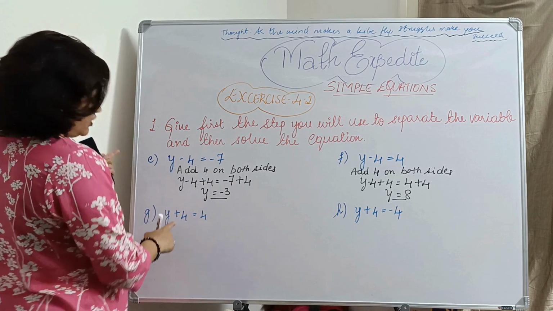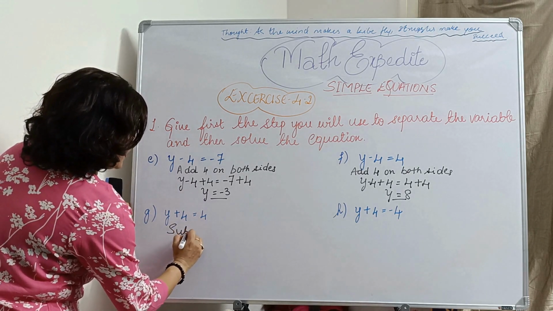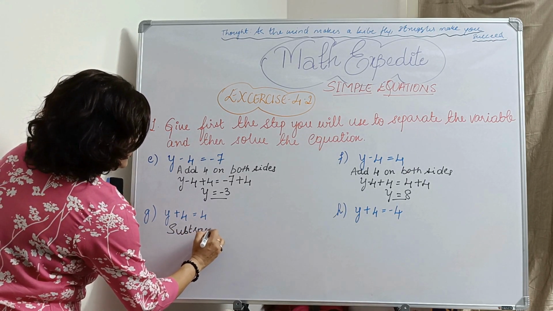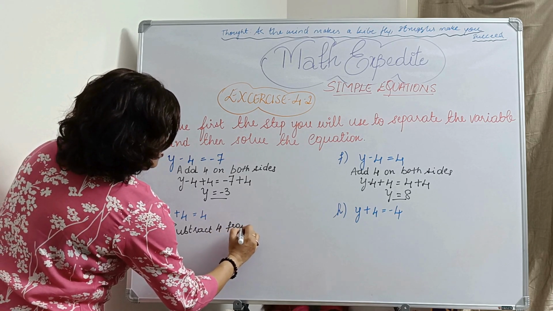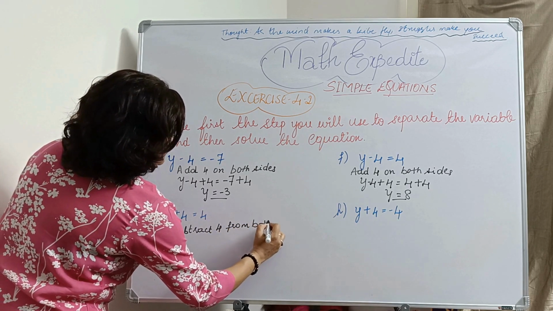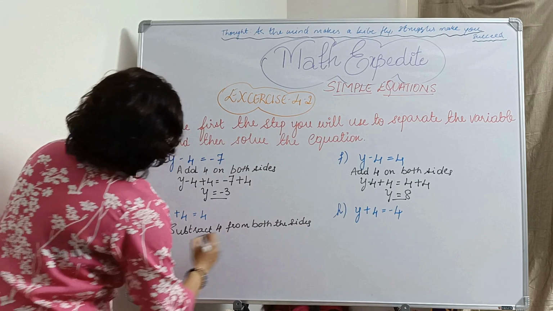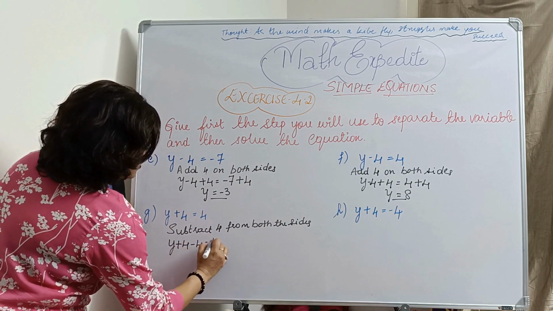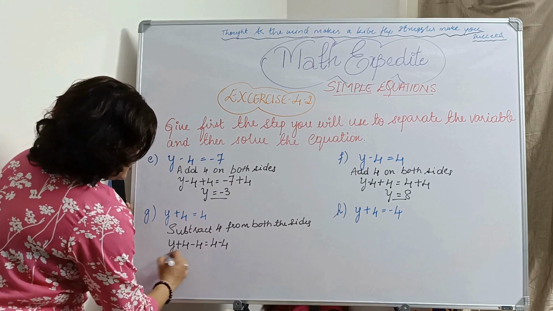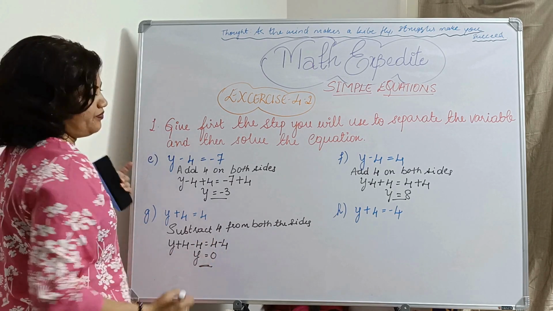Next one. Here we see a plus sign. So what are we doing? Subtract. The number to subtract is 4, from both the sides. So y plus 4 minus 4 is equal to 4 minus 4. Here I get y equals 0.